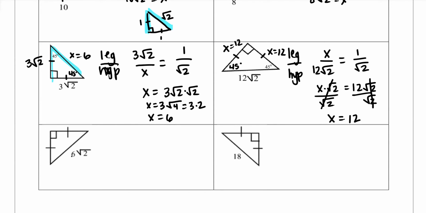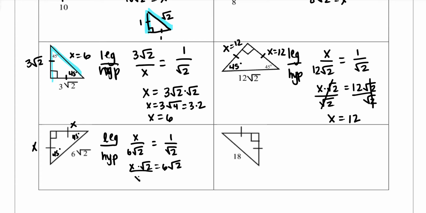Then we have a hypotenuse of 6 root 2. So we've got two legs that we do not know about. And since those sides are congruent, then the angles across from them must also be congruent. So we do have a 45, 45, 90 triangle. We'll put leg over hypotenuse again. This time the leg is x, the hypotenuse is 6 root 2, and then our leg of the original was 1, and the hypotenuse was root 2. We'll cross multiply to get x times root 2 equals 6 root 2, and we'll divide both sides by root 2. So that leaves us with x equals 6.